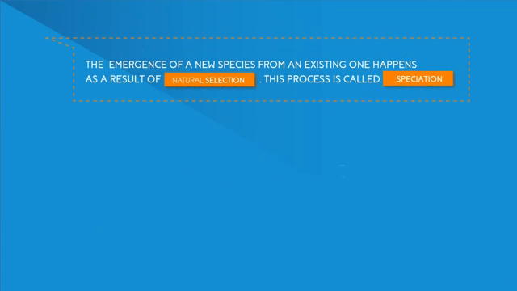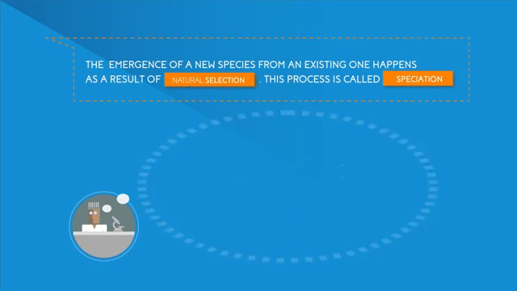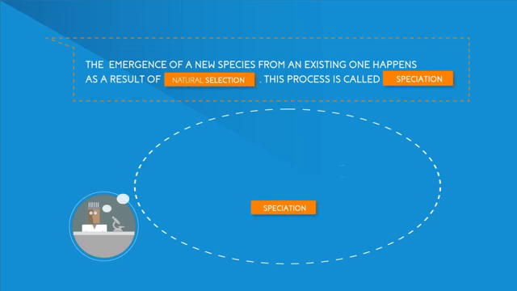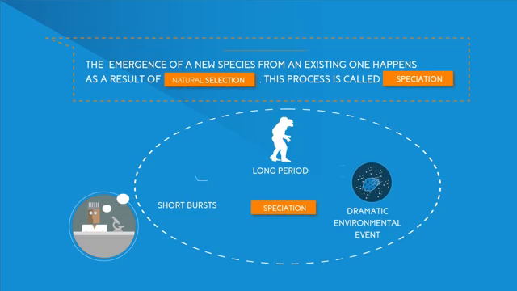The emergence of a new species from an existing one happens as a result of natural selection. This process is called speciation. Some scientists believe that speciation occurs continuously over a long period of time, whilst others believe that speciation occurs only rarely and in relatively short bursts, sometimes as a result of a dramatic environmental event.